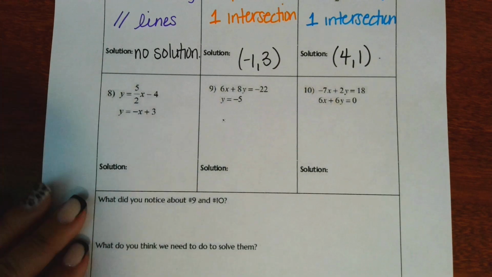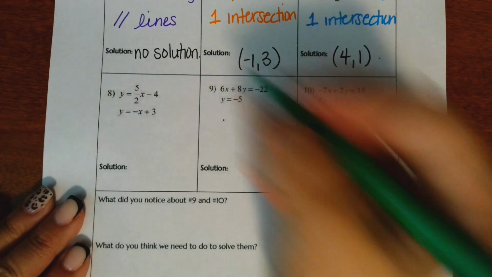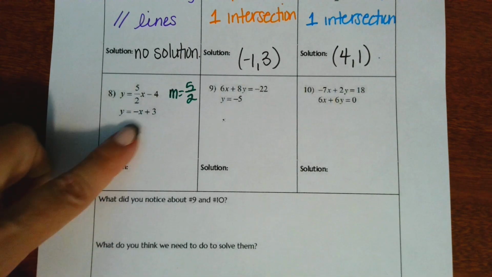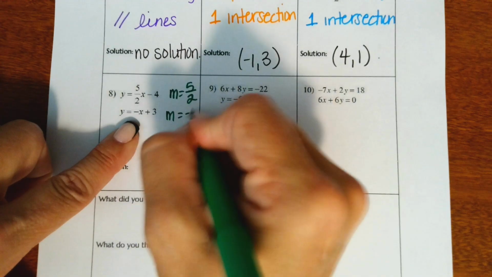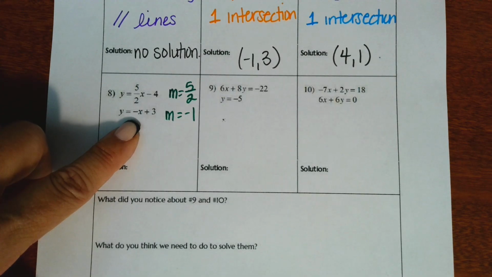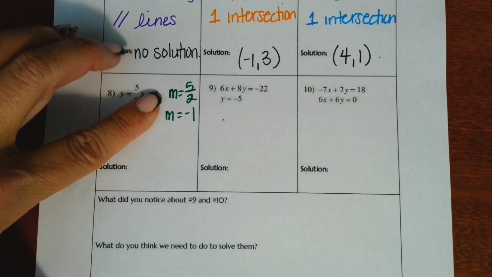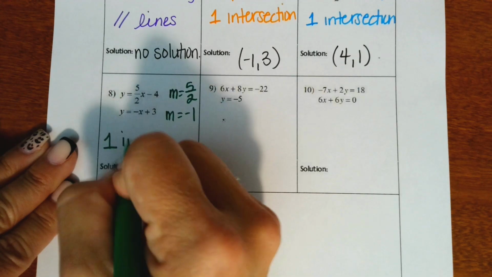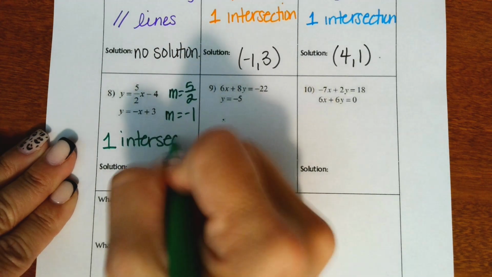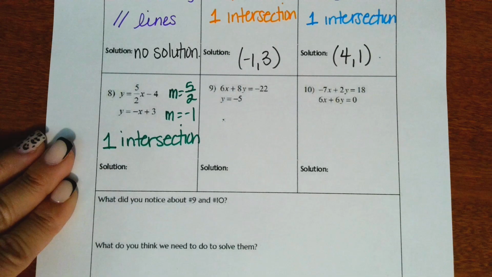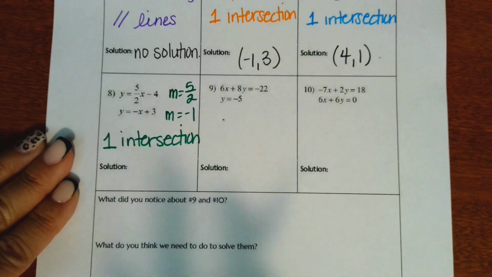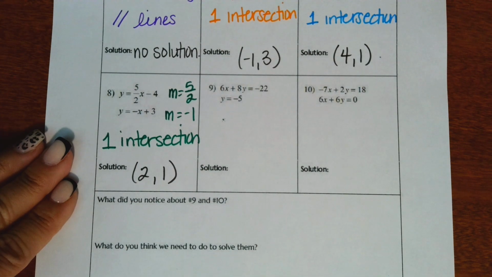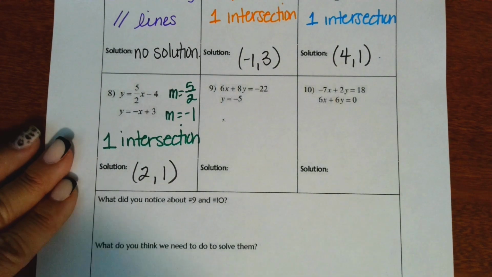All right, number 8. I notice the slope for the first linear function is 5/2, and then the slope for the second linear function is negative 1. Okay, they are not the same, so they're not parallel. There's no way they're the same line. These, again, different slopes, means there's going to be one intersection. So we go graph those, click on the point of intersection, and you will notice that they intersect at the coordinate 2, 1. Okay, number 9.